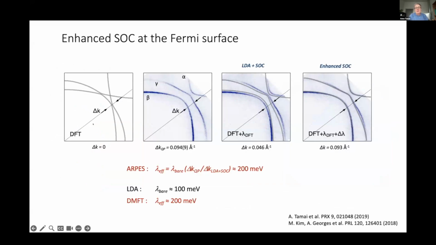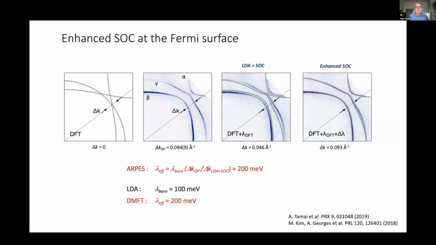So, spin-orbit coupling. If you do a DFT calculation without spin-orbit coupling, you would expect at some points on the Fermi surface, and that's what you see here, points where the gamma and the beta Fermi sheets should be degenerate. When you measure, you find a larger splitting in momentum between these two bands, and the splitting comes from spin-orbit coupling and is partially described by an LDA calculation that includes spin-orbit coupling. However, in experiment, the splitting is twice as large as what you would expect from LDA plus SOC.